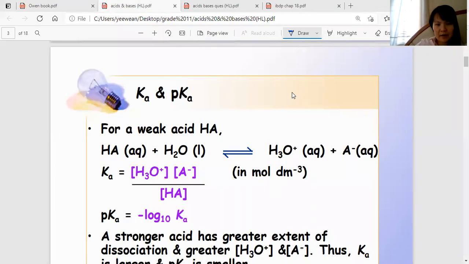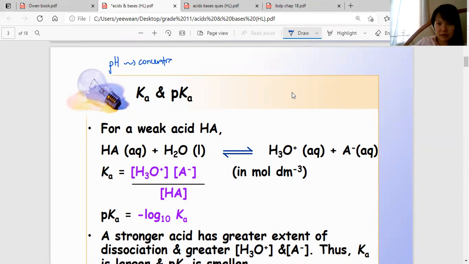Okay, remember in SL, we mentioned that pH is a measurement of concentration of H+. So it's not a measurement of how strong an acid is. So a better way to measure the strength of acid is Ka. This is called the acid dissociation constant. Okay, P here will be the same thing as the P in pH. It's negative log. So anytime you see a P, it means negative log.